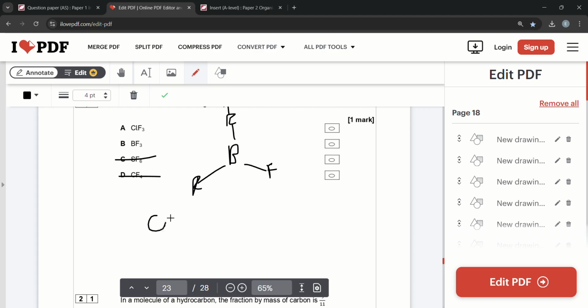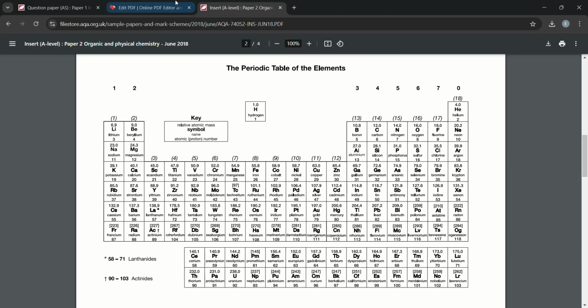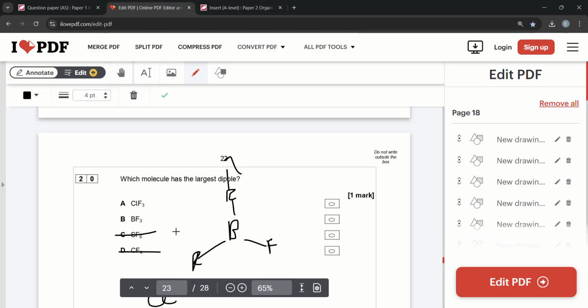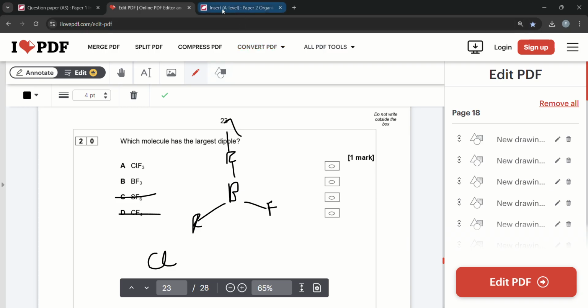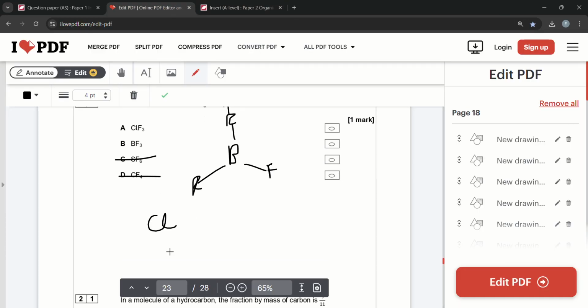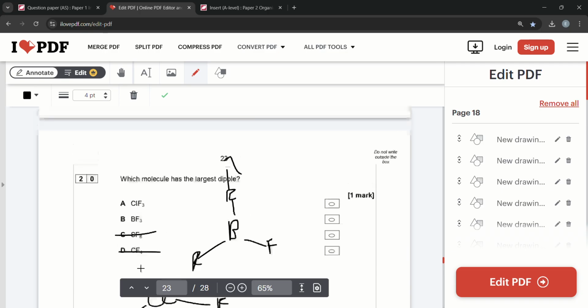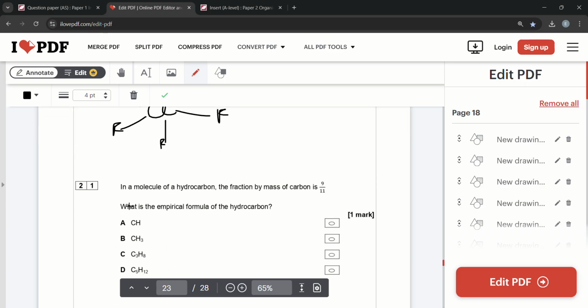With chlorine, it has got 7 outer electrons, so it bonds to 3 Fs, and it still has 2 lone pairs of electrons, so that is going to be the one with the largest dipole.